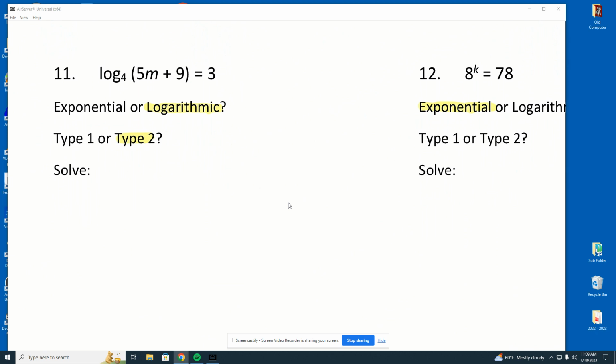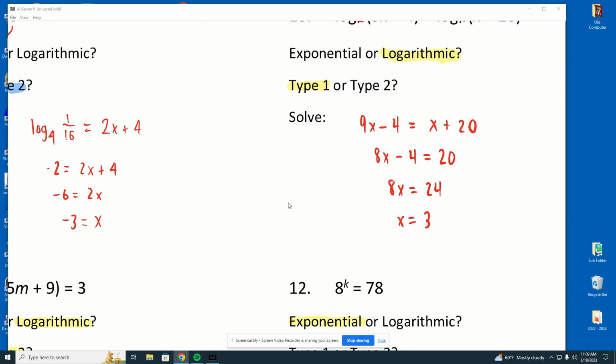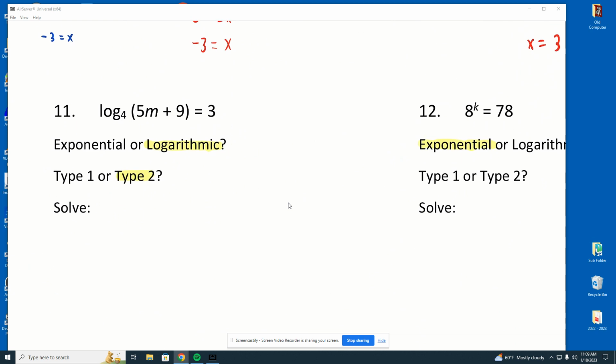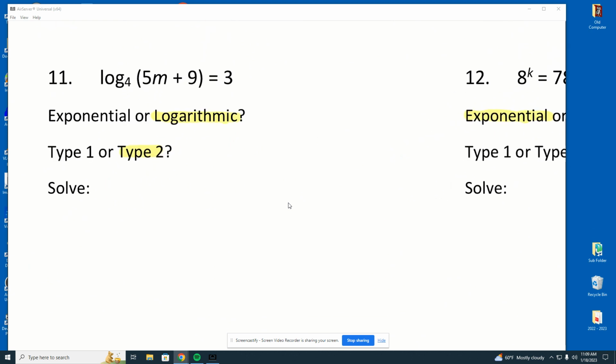As an exponent. What's the base of my log? On number 11, what's the base of my log? 4. It becomes the base of my exponent. And then we do the loop. 4 to the third equals 5m plus 9.